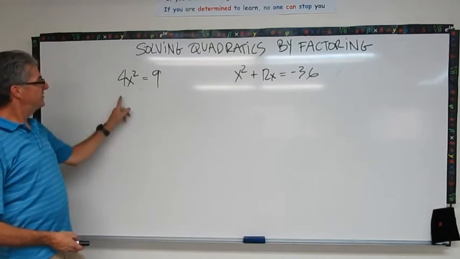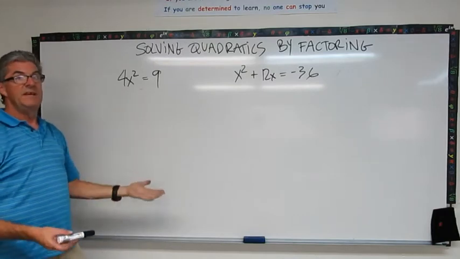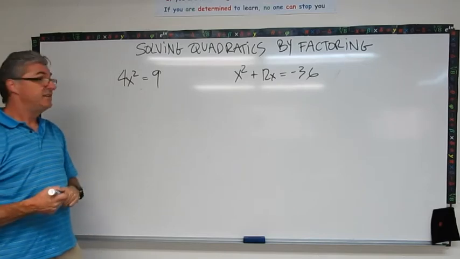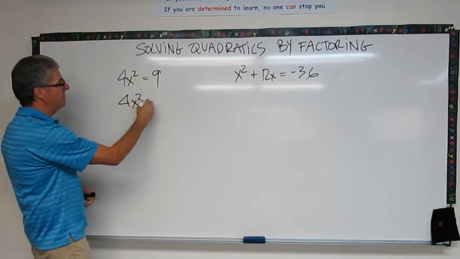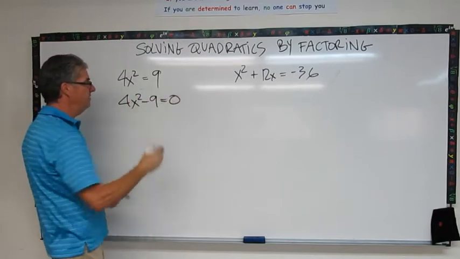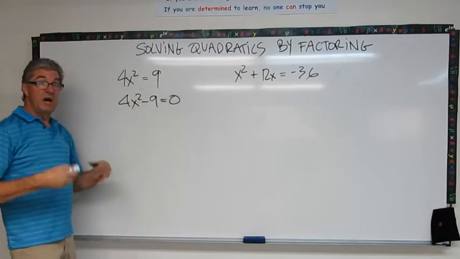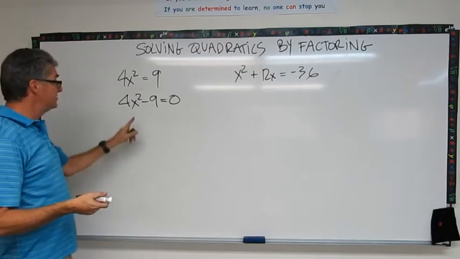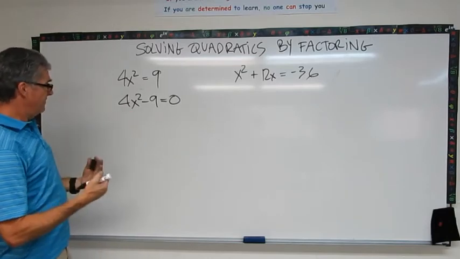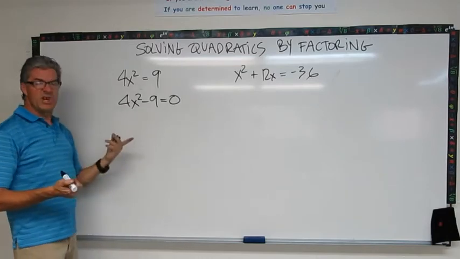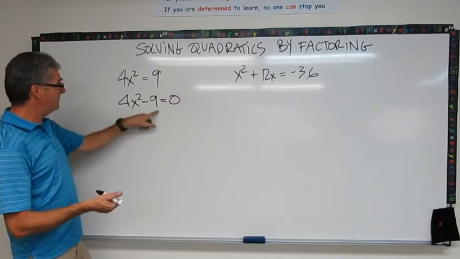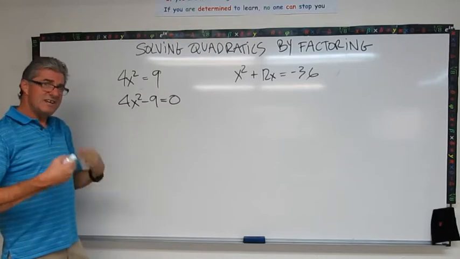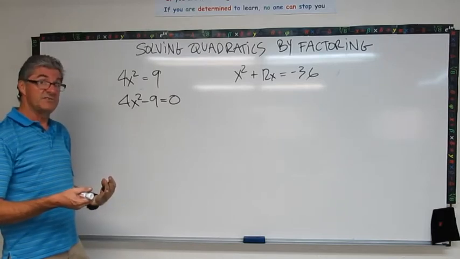Okay, so this first one, what's our first step? Get everything onto one side. So I'm going to subtract 9 from each side, and I'm going to get 4x squared minus 9 equals 0. So now I have something equal to 0. I'm set to use the null factor law to solve this quadratic. Now if I'm looking at this one, there's no middle term, and it's not really a GCF because I don't have any common factors in these two. So that kind of leads me to think this might be a difference of squares.